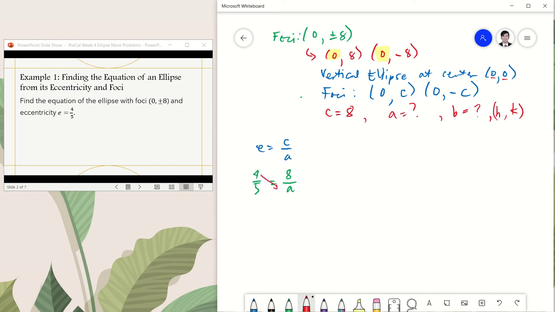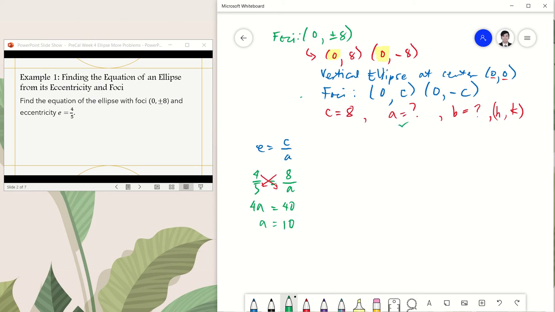So 4 times a is 4a, and 5 times 8 is 40. Divide both sides by 4. You will get 10. So we now have a. Lacking only is b.